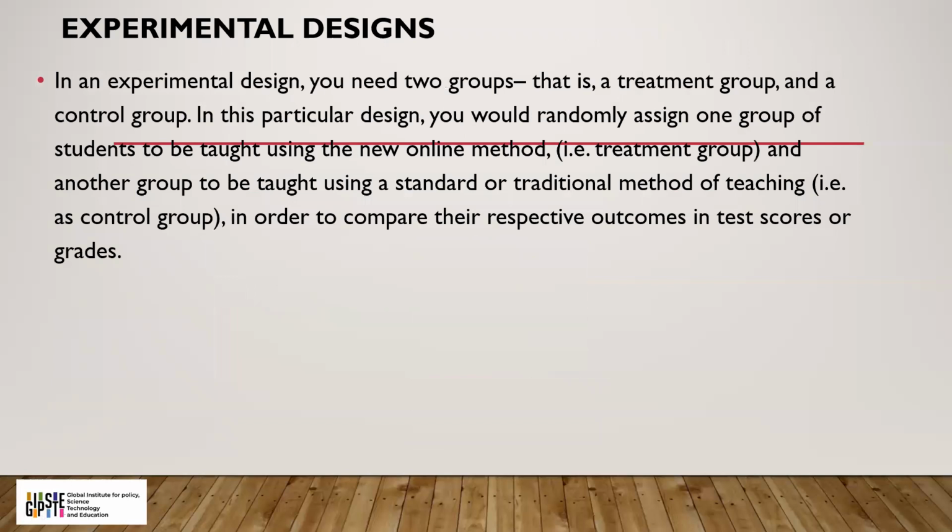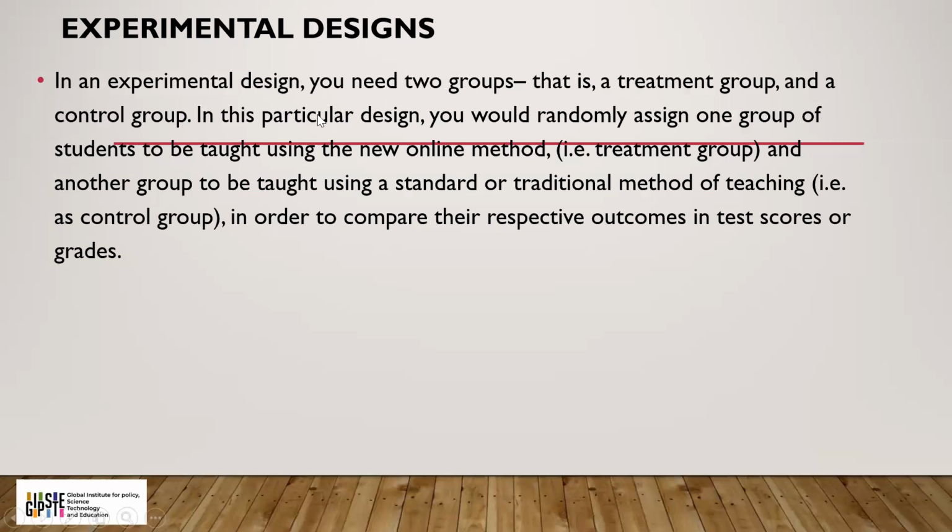Now, in every experimental design, you need two groups. That is a treatment group and a control group. You need two key groups: a treatment group, and a control group.